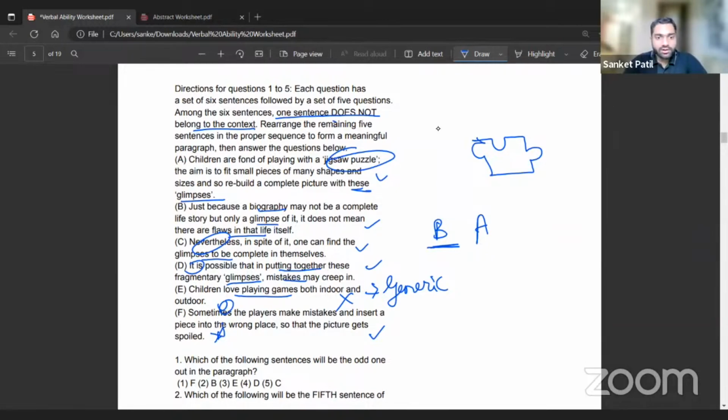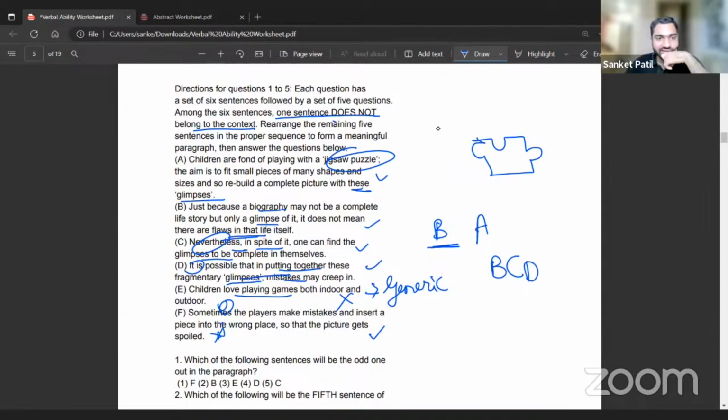Okay. Again, then there are flaws in life. Again, nevertheless, in spite of it, okay, we are contradicting something. One can find the glimpses to be complete in themselves. Okay. B point speaks that there are glimpses, there are flaws. C speaks that flaws may be there, but okay, it might be complete. Okay, naturally goes next. What comes next is how does that happen? It is possible that putting this fragmentary together, mistakes may creep in. Okay, we have introduced the mistakes point B.